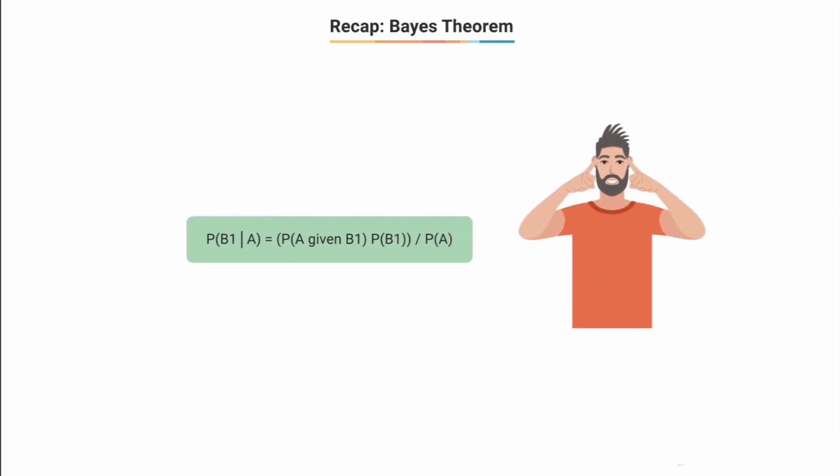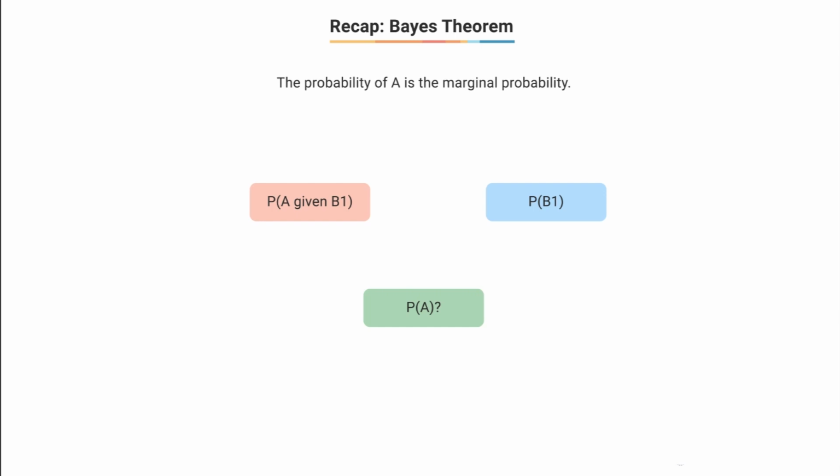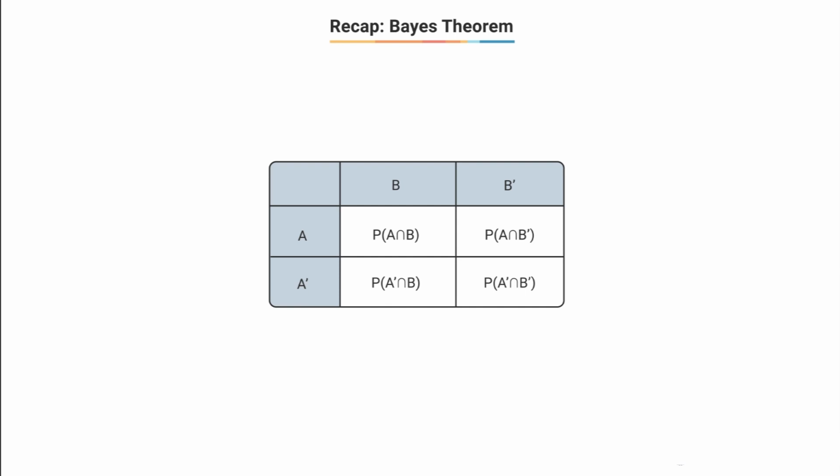Now remember that whatever problem you are given, you can always start from this formula and then derive the final equation from there. We already know the probability of A given B1 and the probability of B1. What we don't have with us is the probability of A. Probability of A is nothing but a marginal probability. We had created a joint probability table as we are seeing here, and we said that we can calculate the marginal probability of A as probability of A intersection B plus probability of A intersection B dash.